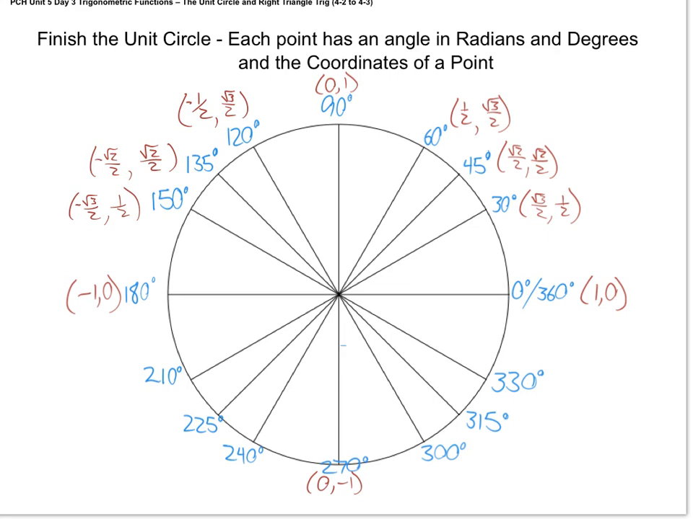Plus, we have to do the bottom half. Just looking at the 30-degree angle here, notice if I brought this straight down, what's going to change? The y. It's going to be negative 1/2. So it's root 3 over 2, negative 1/2.